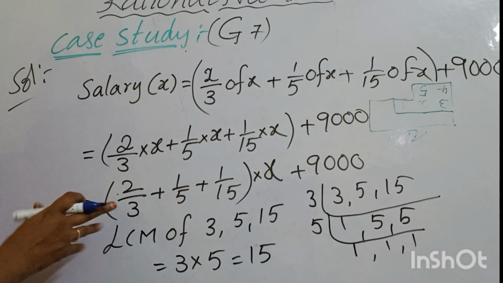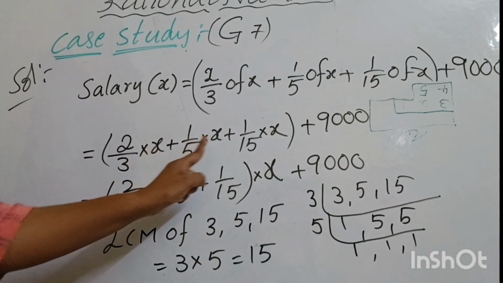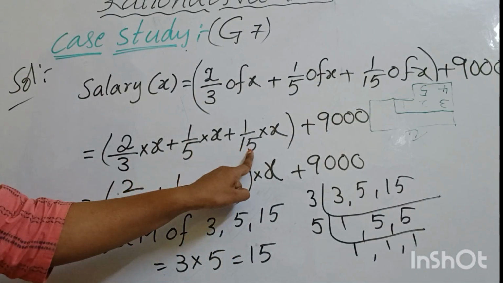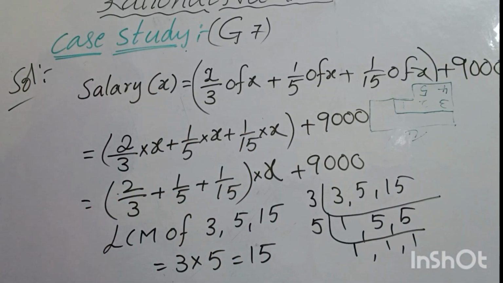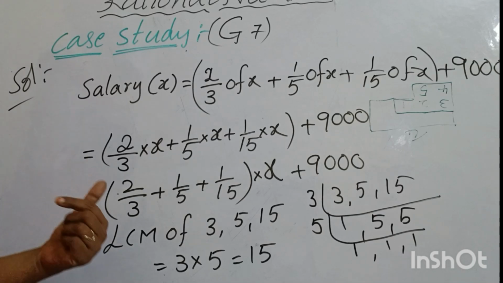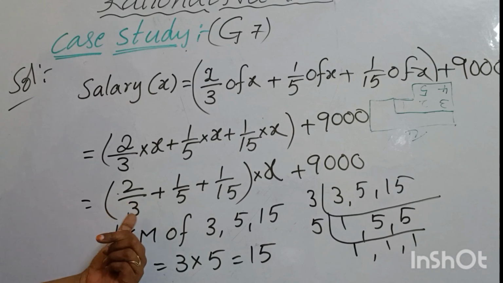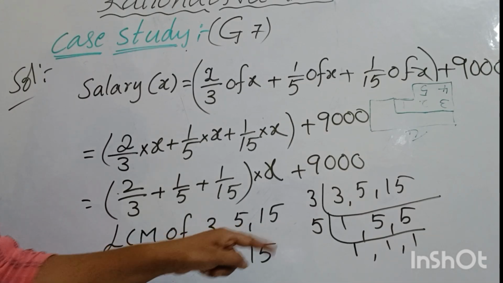Any doubts here? See, how did I write this X? I took it as common, right? And the remaining fractions, whatever is left over, I kept inside the brackets. After that, what are we doing? We are going to add these three fractions. Before adding, we have to check whether they are like or unlike, right? So I checked and they are unlike. That's why we need to convert them into like. So how to convert into like? We have to find the LCM of 3, 5, 15.